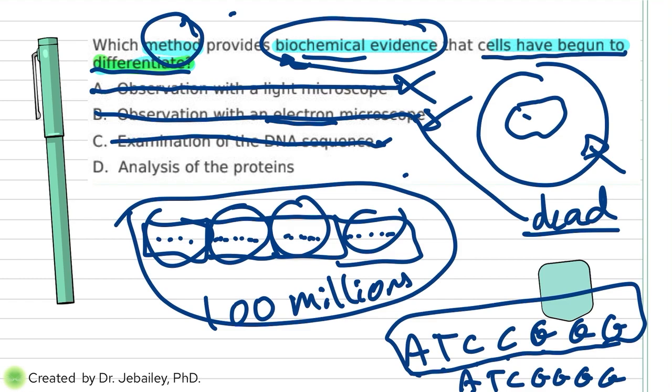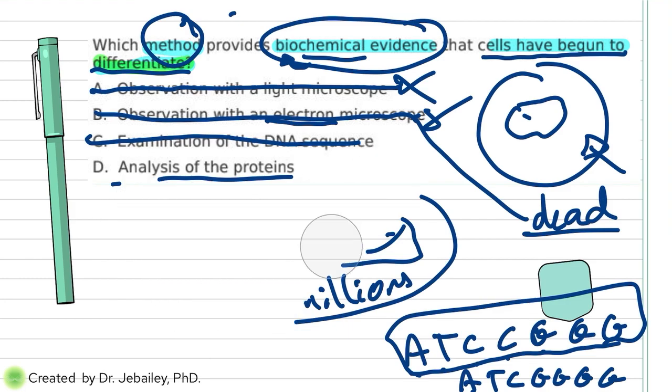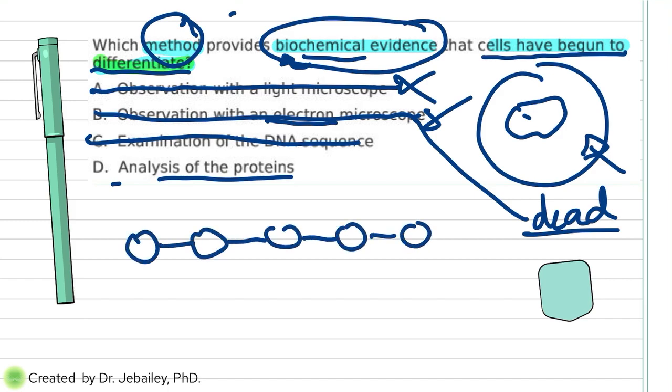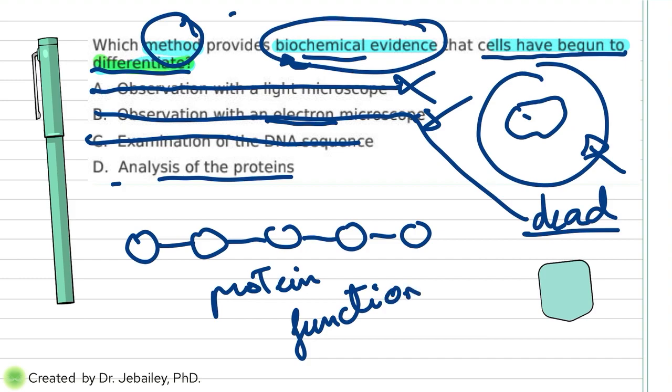So that leads me to the only remaining option, which is the analysis of proteins. Now, proteins are biochemical, right? And what I mean by biochemical is they are like this: amino acid attached to amino acid. And each of these proteins has a specific function. The proteins that you find in your heart are different from the proteins you find in the muscle. The proteins working in your heart are usually for pumping. The proteins found in the muscle are for movement. The proteins found in the intestine are for digestion.